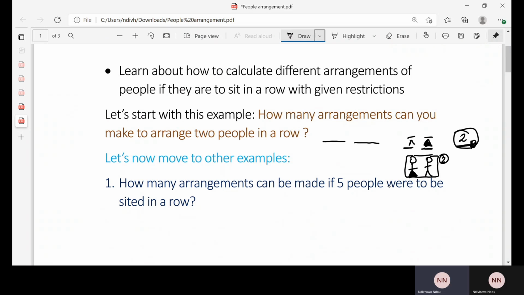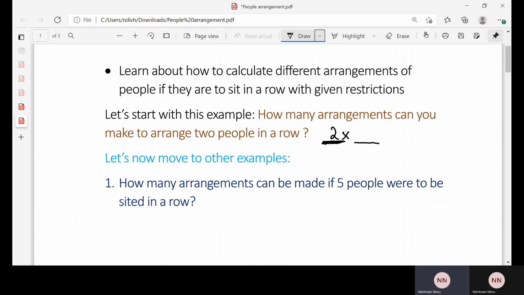Let us now use the fundamental counting principle to determine how many different arrangements we can make. Remember, in the fundamental counting principle, we only use the number of choices that we have for a particular option. We have 2 people. When answering this question, in the first position, what you have to ask yourself is: how many choices do I have to place people in the first position? Because you have 2 people, we have 2 choices in the first position.